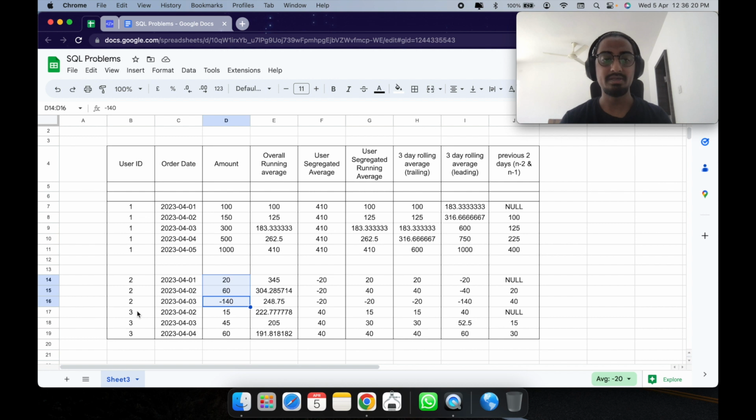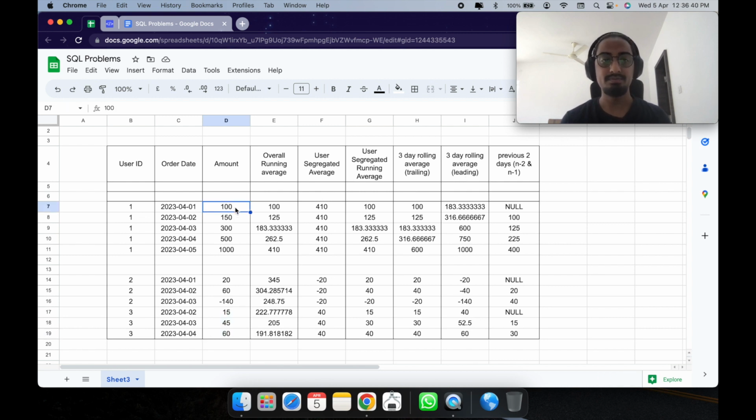And similarly for user ID 3, it is 15, then 30, and then 40. So this is how the rolling average works for the previous 3 days. So it's trailing because it's going backwards. Say if you're going to lead it, it is going to be the opposite.